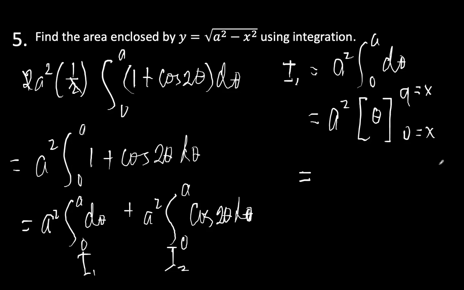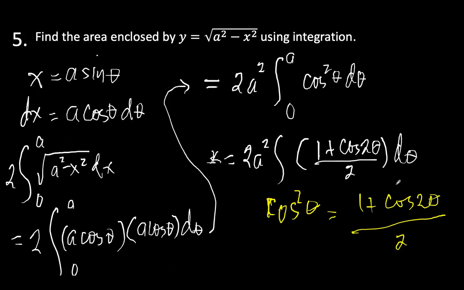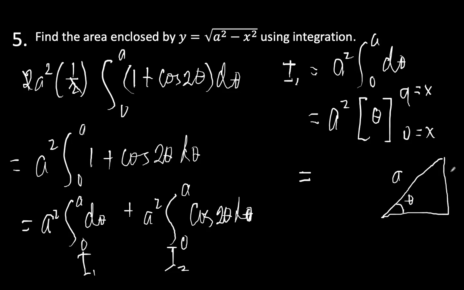Again, we know that... sorry, okay, how do we do this? Now let's draw a right triangle again. Let's review this. We have theta, and let's check the triangle. Okay, here we go. So this is our A, this is our X, and this is our square root of A squared minus X squared.